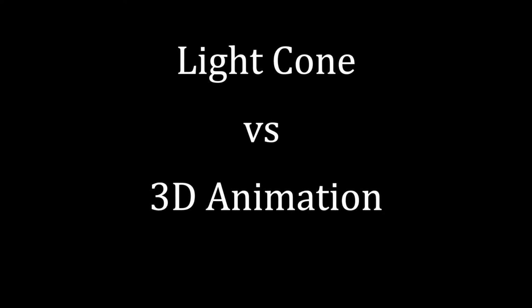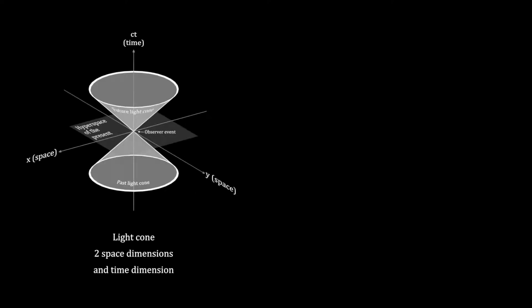Hello, this video is an interpretation of light cones. Just for interest, a light cone will be compared with the equivalent of an animation of 3 space dimensions. A light cone is a graphical representation typically presented like this. It shows 2 space dimensions and 1 time dimension. The third space dimension is not shown because it is difficult to display 4 dimensions.